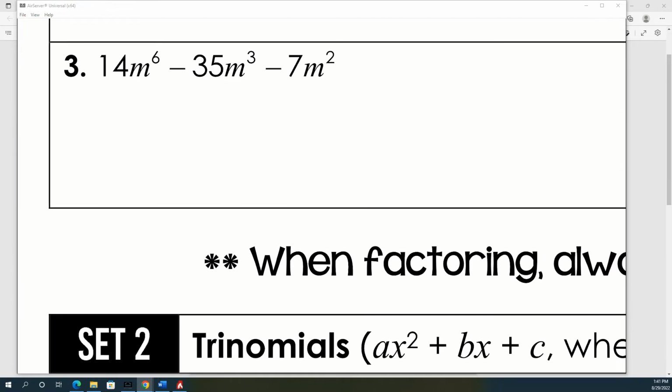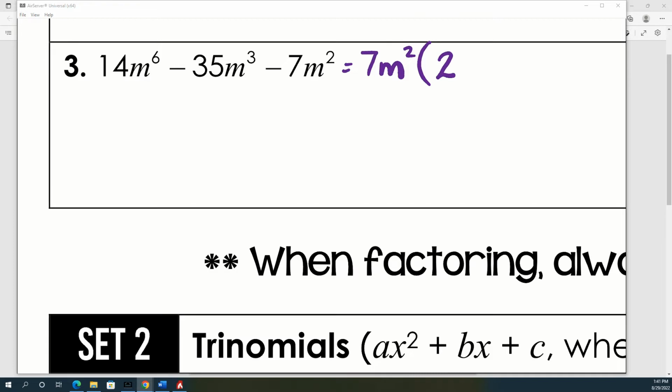Okay, so let's look at this one. If we're looking at the numbers, a common factor for 14, 35, and 7 is going to be 7. And then they all have an m, so we're going to factor out an m, and then we're going to choose the smallest exponent to factor out. All right, and then we'll divide each of those by 7m squared.